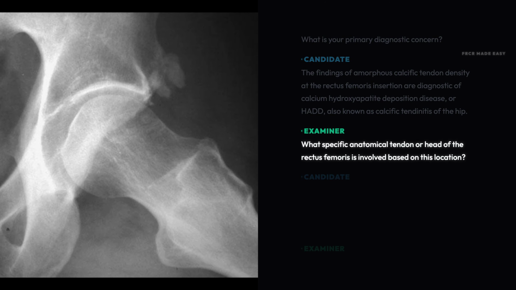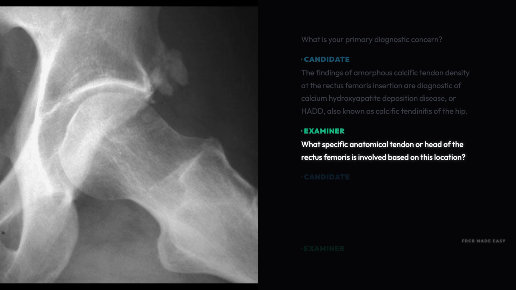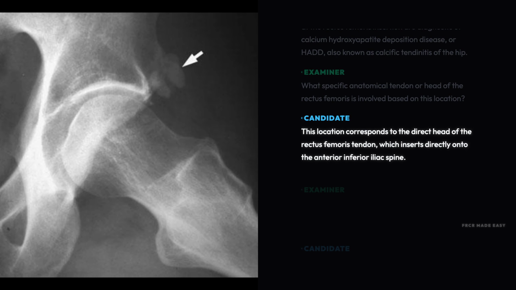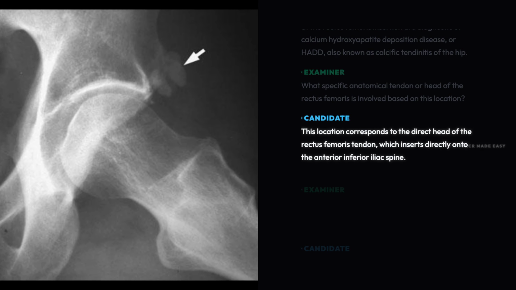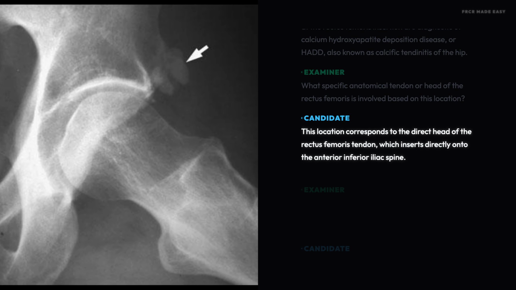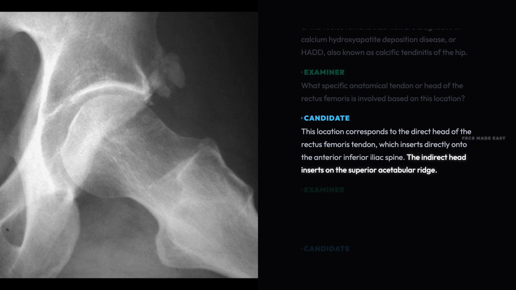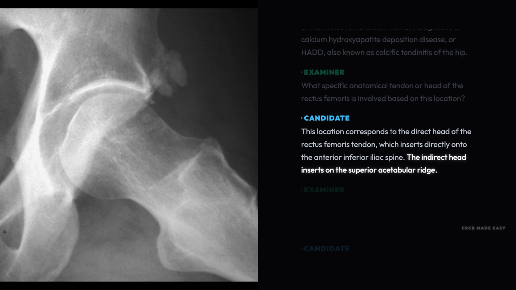What specific anatomical tendon, or head of the rectus femoris, is involved based on this location? This location corresponds to the direct head of the rectus femoris tendon, which inserts directly onto the anterior inferior iliac spine. The indirect head inserts on the superior acetabular ridge.